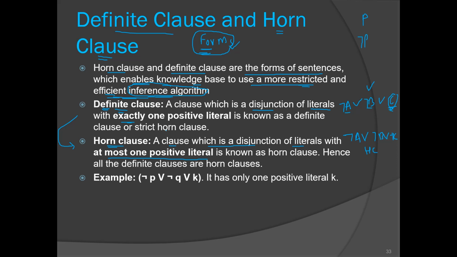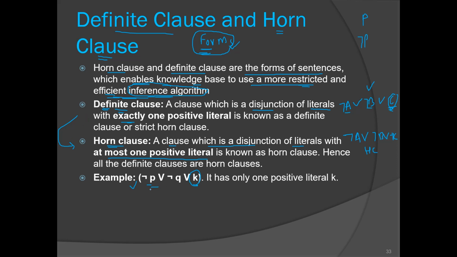Now this is the example of horn clause or definite clause. Here we have only one positive literal K. So all the definite clauses will be horn clauses, right? But the reverse is not true.